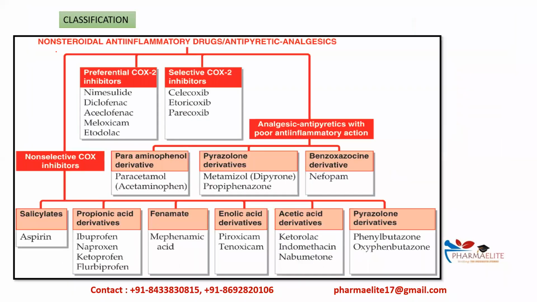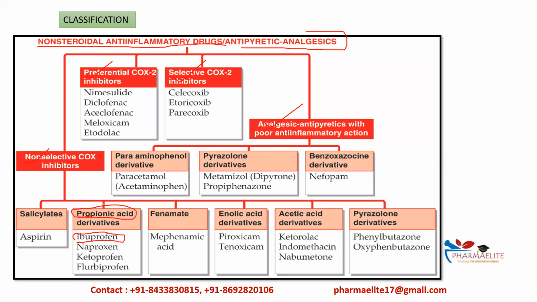So let's start. Ibuprofen belongs to the class of non-steroidal anti-inflammatory drugs, antipyretic as well as analgesics, and they are divided into four subclasses: non-selective COX inhibitors, preferential COX-2 inhibitors, selective COX-2 inhibitors, and analgesic antipyretics with poor anti-inflammatory action. Our drug of the day, ibuprofen, belongs to the class of non-selective COX inhibitors, and under that it comes under propionic acid derivatives.